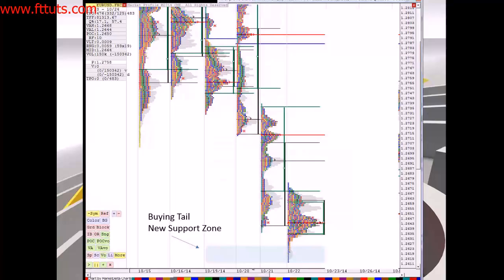Now, take a look at what happens. We take out the low and we drop even lower. So there's a buying tail, a new support zone, if you will, in this area, and this is especially significant because of the extent of volume that I see here. Whenever you see a single buying tail like that with a lot of volume, that's somebody making a major commitment, a major stand, drawing a line in the sand, if you will. We're going to support at this level. If this was even higher volume bars, that would even be more significant.